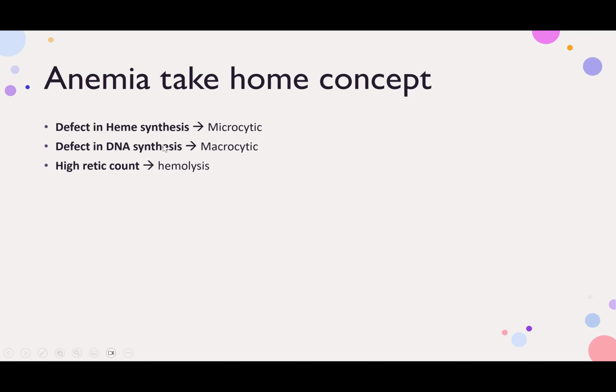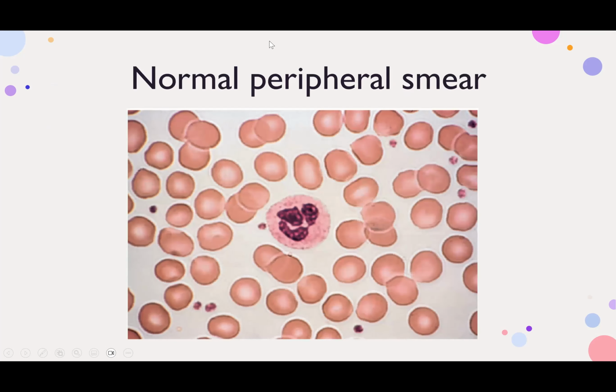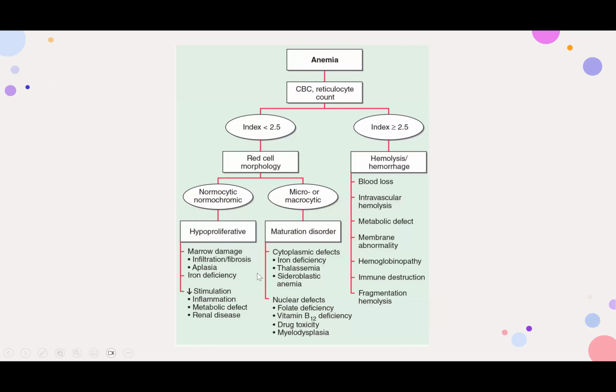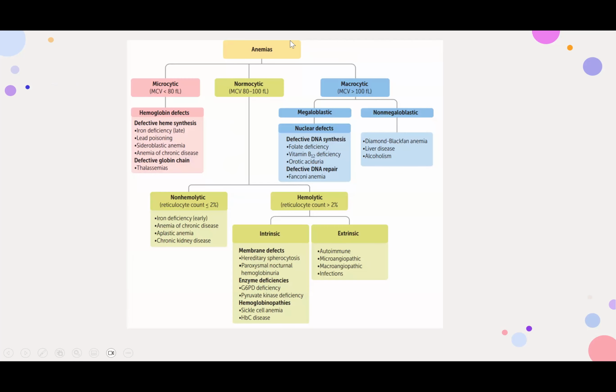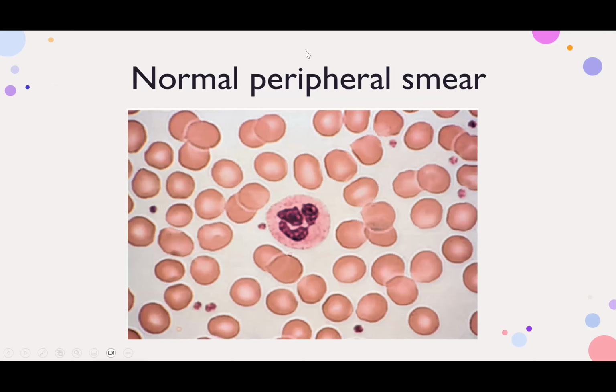Now, take home message: defect in the heme, you get microcytic; defect in the DNA, you get macrocytic, megaloblastic; high retic count means you have hemolysis. Now, we are done with the basic approach to anemia. Whenever they ask you about the approach to anemia, this is the approach. The alternative approach is going to be this one, but the easier approach is this one by the MCV. All right. Now we will go into the blood film. We'll talk about the blood film because these pictures, they always bring them in your exams.